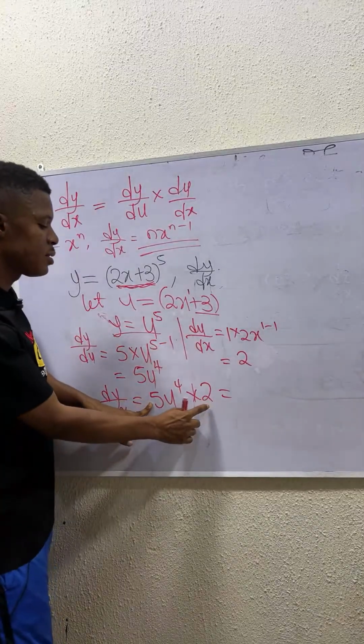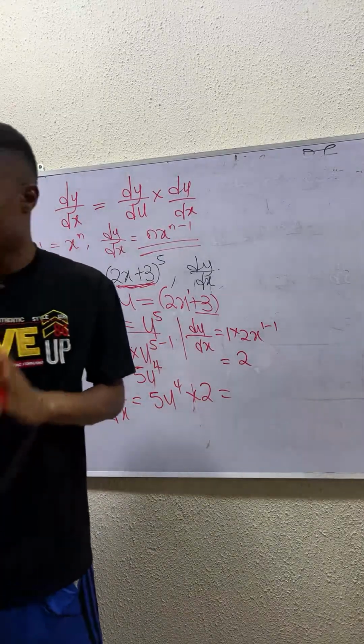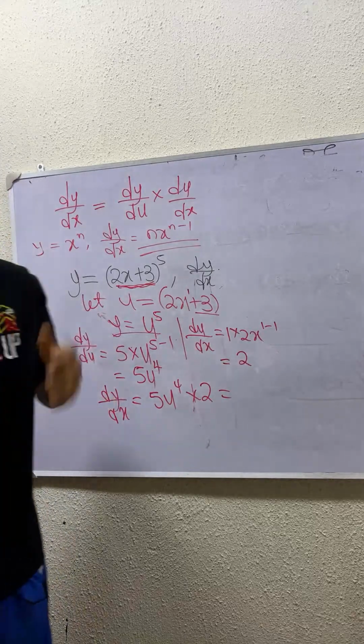What is 5 times 2? If you are following, I want it to be interactive.